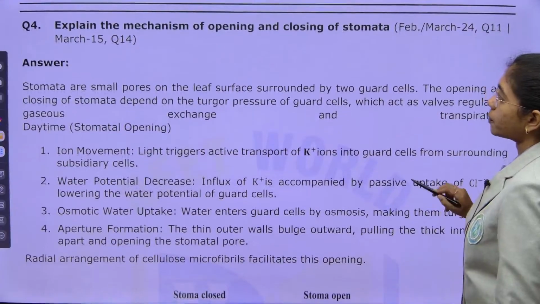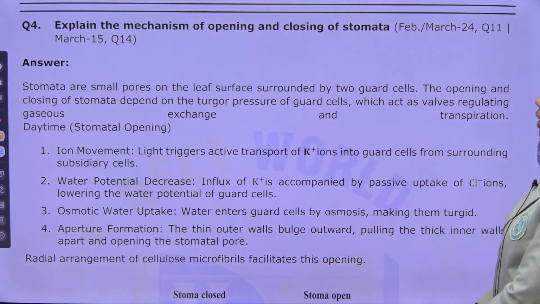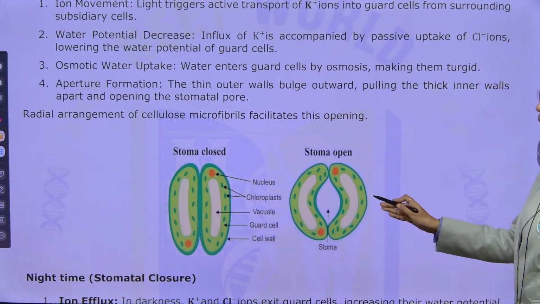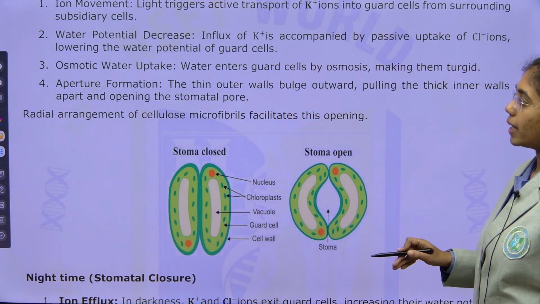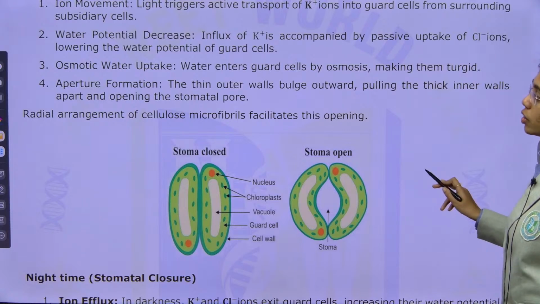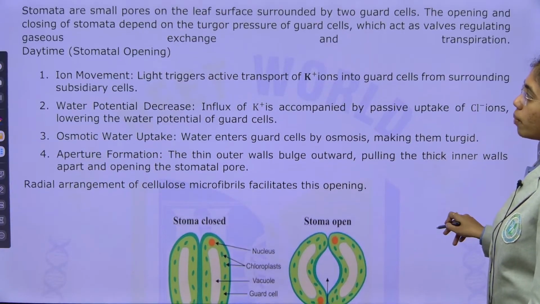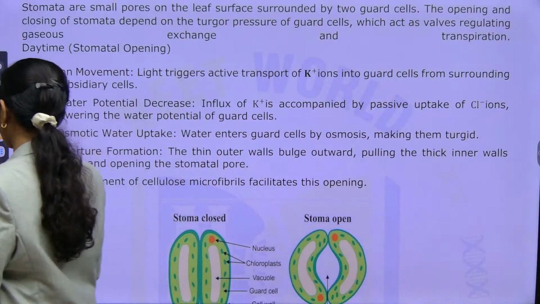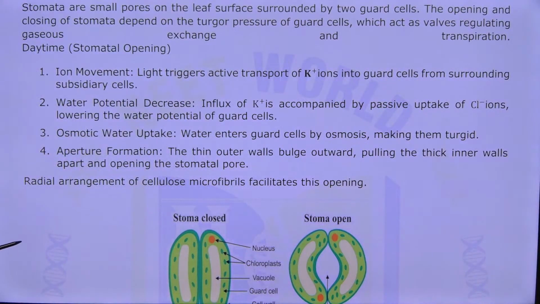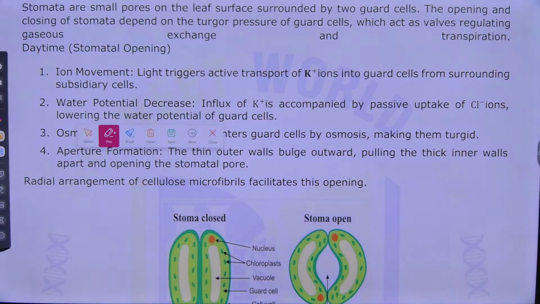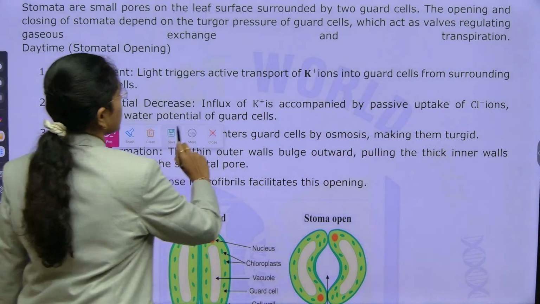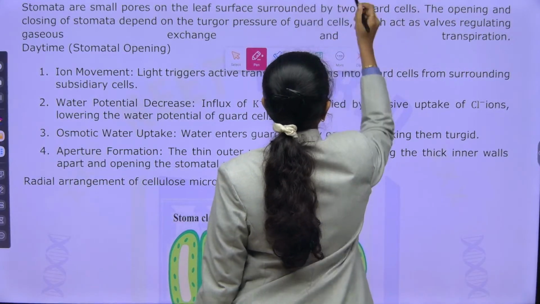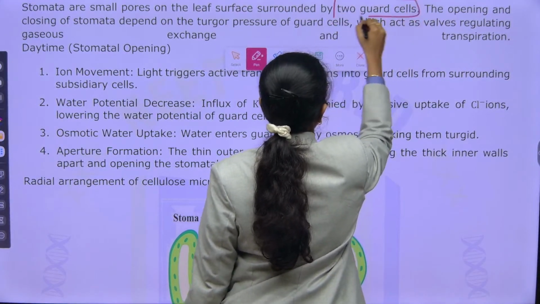Next, explain the mechanism of opening and closing of the stomata. I first recommend you to draw the diagram and then start explaining about opening and closing of a stomata. First explain about stomata and stomatal apparatus. Stomata are small pores on the leaf surfaces. These are surrounded by what? Two guard cells. Fine, right.